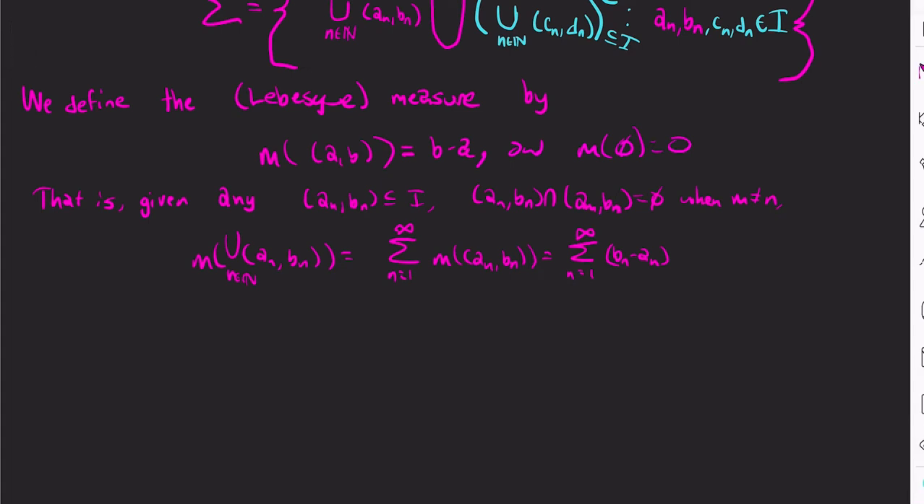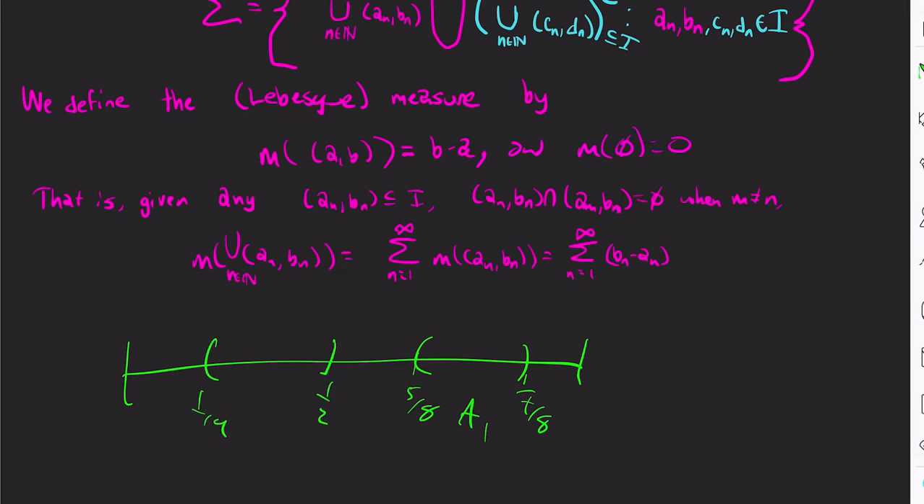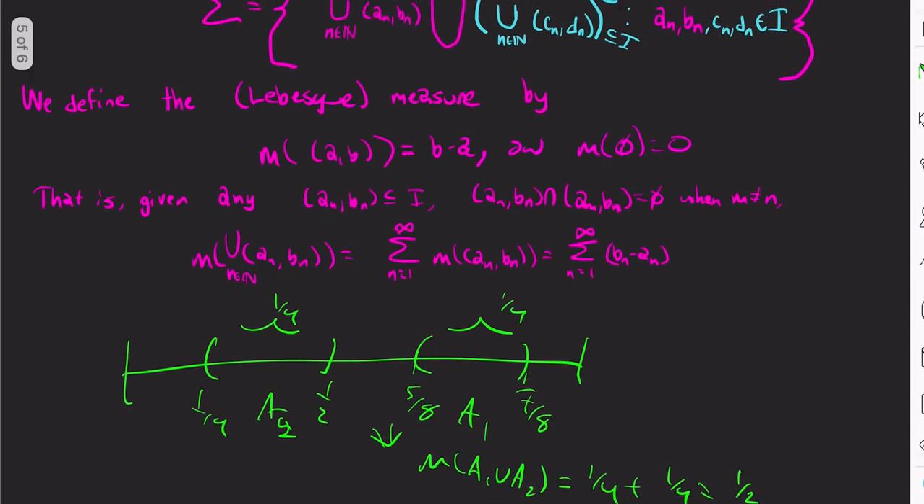So just as a quick illustration, if I take this interval here and say this is 5/8 to 7/8, call that A1, and let's call that 1/4 to 1/2. So this distance is 1/4. This distance is 1/4, A2. So the measure of A1 union A2 is 1/4 plus 1/4 is 1/2. So that's all there is to it.